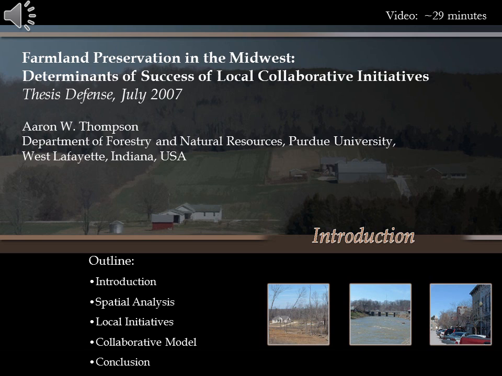In my particular work for my master's degree, I focused on farmland preservation efforts here in the Midwest. And I did this in a couple of different ways, and I'm only going to really present the collaborative model or the quantitative modeling piece of this, but there were two other components to this thesis as well.